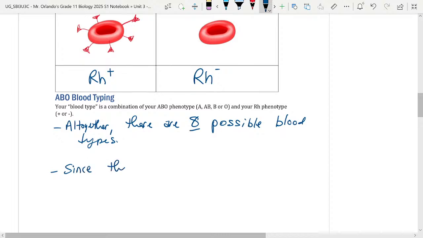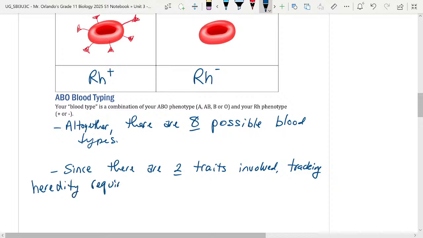Since there are 2 traits involved, tracking heredity requires a dihybrid cross. What does that mean? Tracking heredity requires a dihybrid cross. What kind of question was that? You did very well on this on your previous unit test.